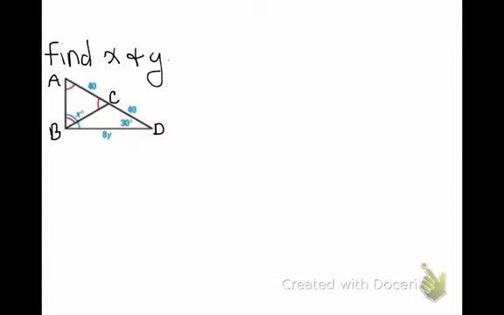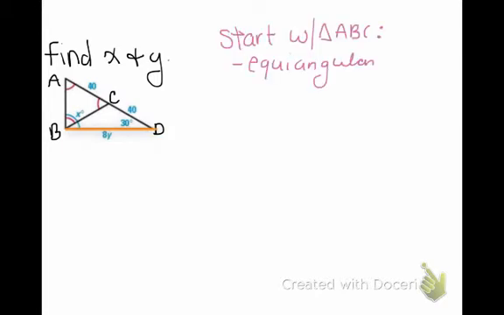So we want to find x and y. X is going to be the measure of the angle ABD, and y is going to be part of the length of our segment BD. So the first thing we're going to have to do is first look at our equiangular triangle.